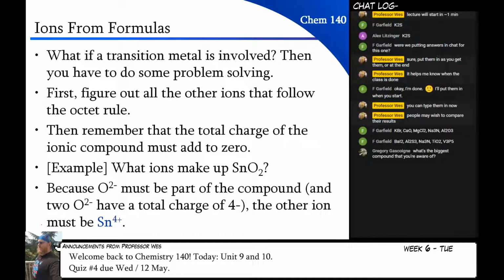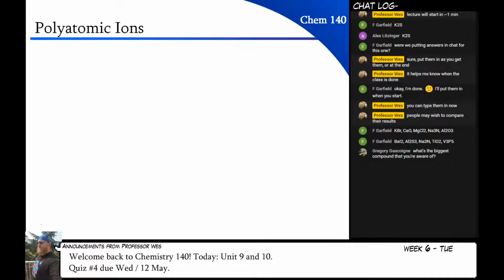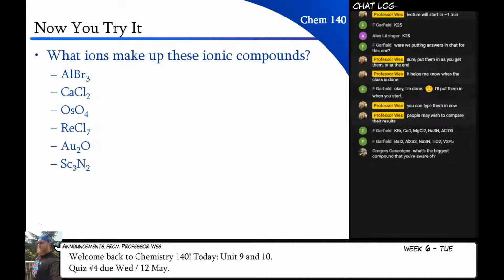All right, so now that you understand that, here's a bunch of compounds. And what I want you to do is break them into ions. Start with the ones that you know. In some of these cases, you will know all of them, and you could just write them out real quick. So, for instance, aluminum bromide, that's easy. You know what aluminum forms because it's in group 13. You know what bromide forms because it's in group 17.